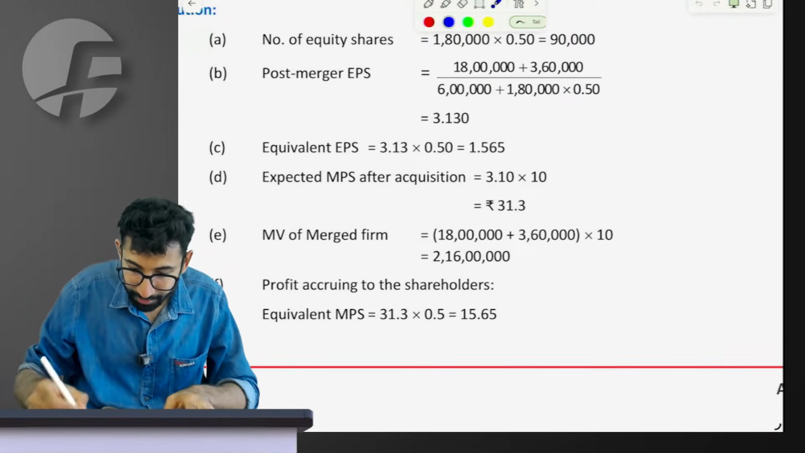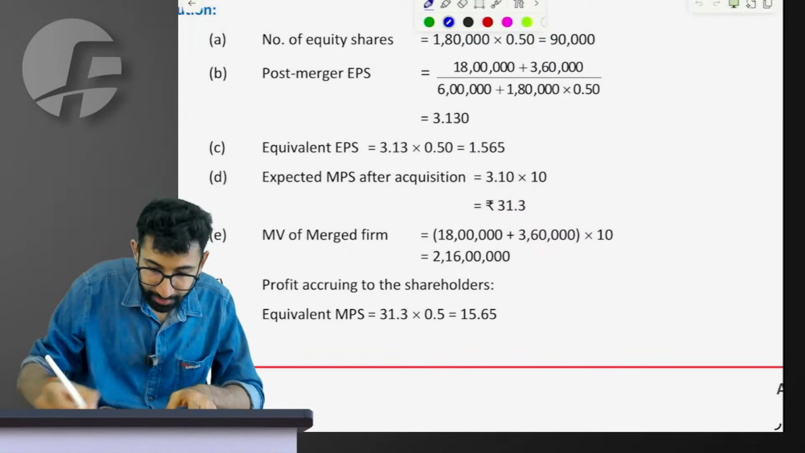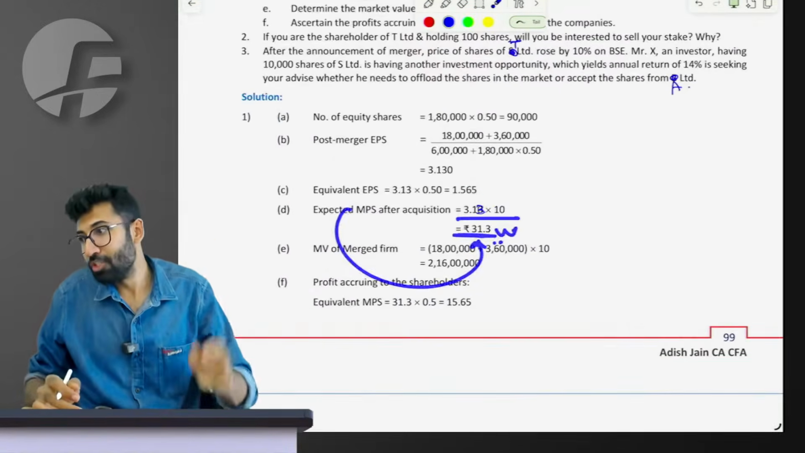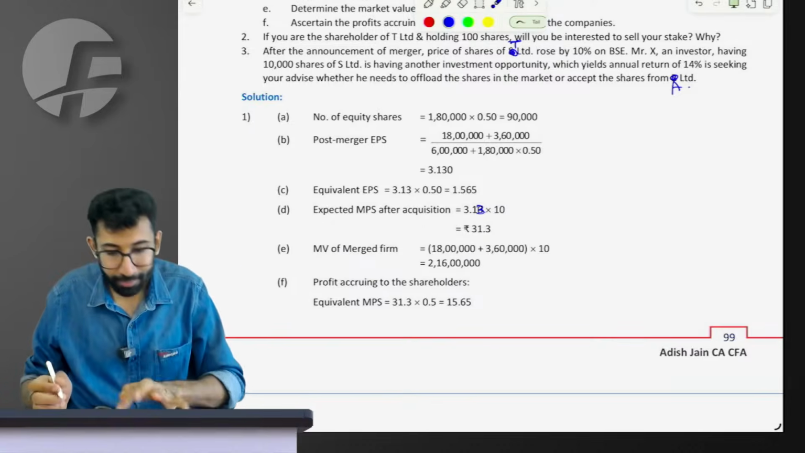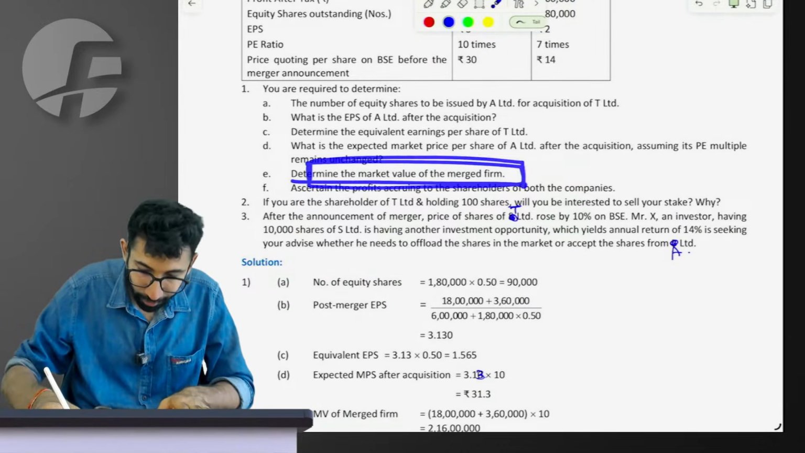3.13, the EPS, multiplied by 10 gives me 31.3 as the post-merger MPS, which is post-merger EPS into post-merger PE. Fine, sir. Next, market value of the merged firm. The market value of the merged firm.